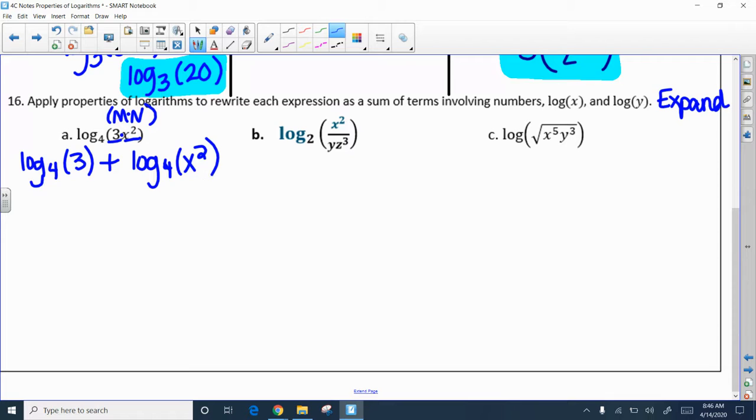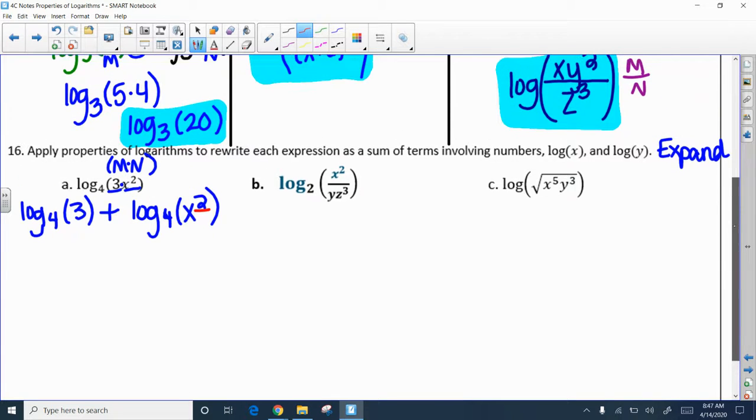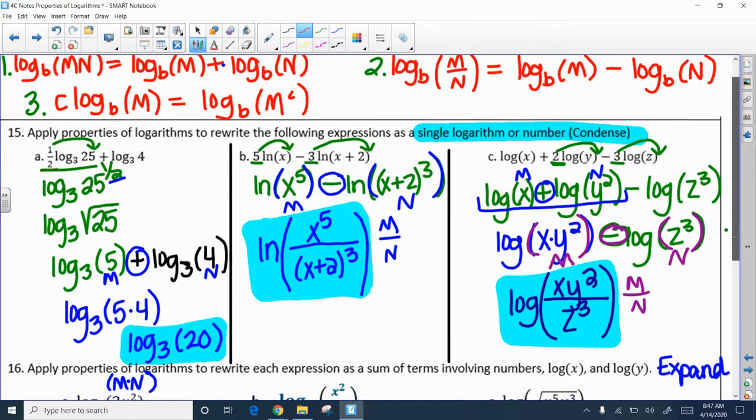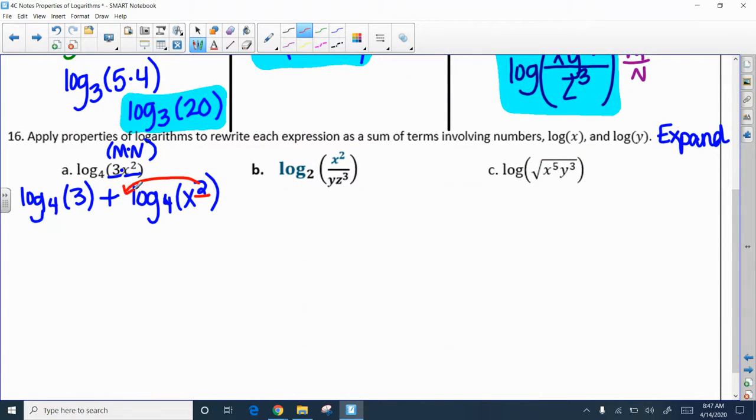So I have separated it into two logarithms, but I'm not done yet because I still have this squared, this 2 in the exponent. So now I'm using the third property. Again, I'm going to scroll up here. So this property, if we have a number in the exponent, we can move it to the front as a constant so that it's multiplied by the logarithm. So this 2, I'm going to move to the front. And so this expression will become 2 log base 4 of x. So I have log base 4 of 3 plus 2 log base 4 of x.